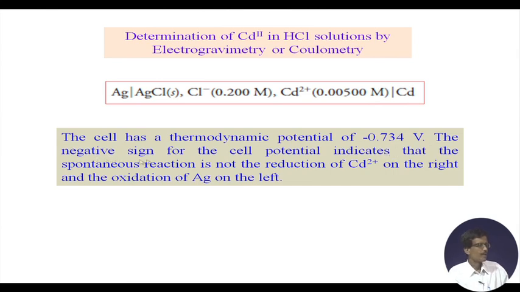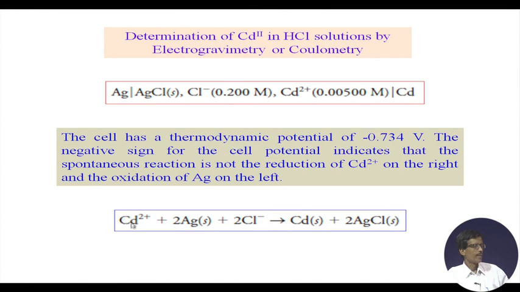If we consider that this negative sign of the cell potential indicates that there is no spontaneous reaction for the reduction of cadmium 2 plus on the right and oxidation of silver on the left, because by the cell convention we know that on the right you have the reduction and on the left you have the corresponding oxidation. So, when it is coupled with our standard silver chloride reference electrode, do we get a process which is spontaneous, where cadmium will be reduced to metallic cadmium on the electrode surface, and silver will be oxidized to silver chloride in the presence of the chloride already present in the solution? That gives us some idea whether we will be able to use this for the determination as well as quantitative estimation of cadmium 2 plus in the solution.